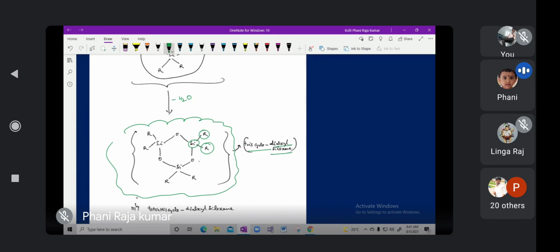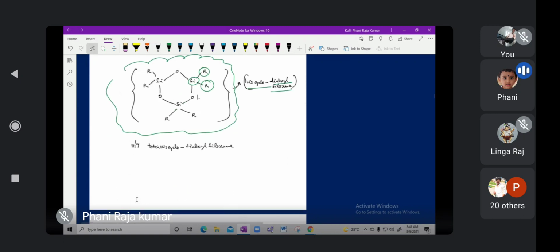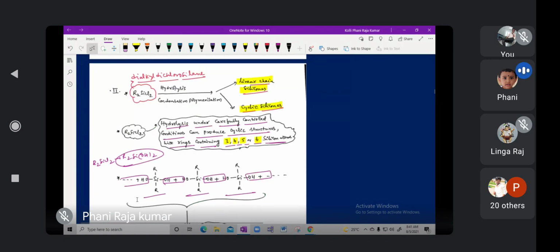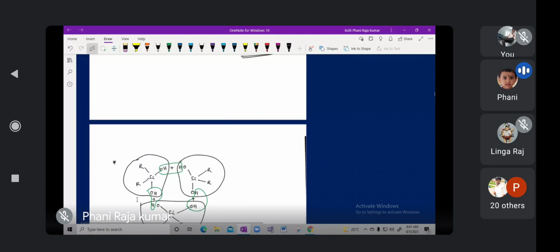Similarly, we can prepare one more cyclic compound containing 4 silicon atoms. That's why it is called tetrakis cyclo dialkyl siloxane. There also each silicon is surrounded by 2 alkyl groups. These are the two types formed by R2SiCl2, dialkyl dichlorosilane. It gives linear chain silicones as well as cyclic silicones.